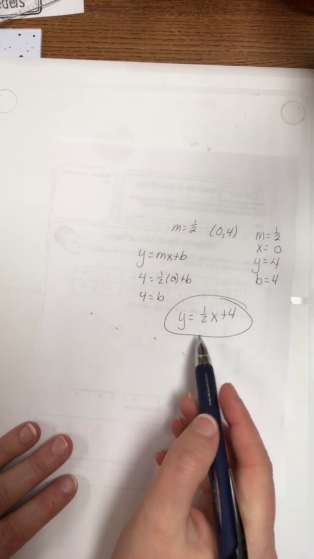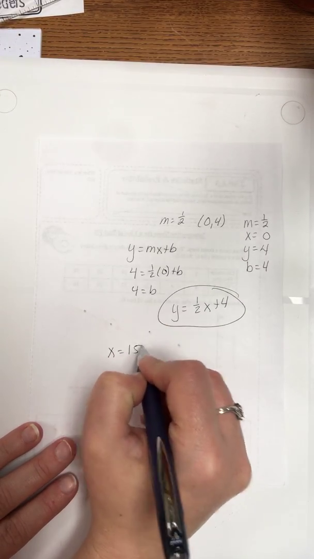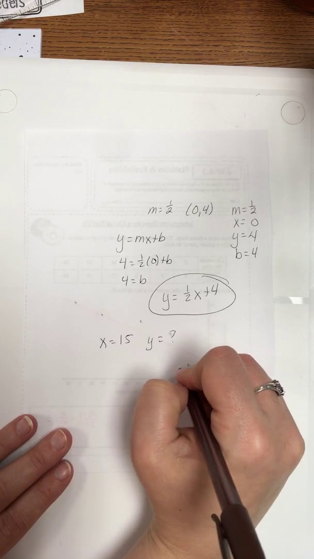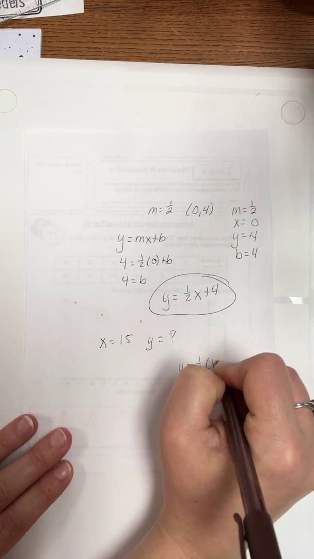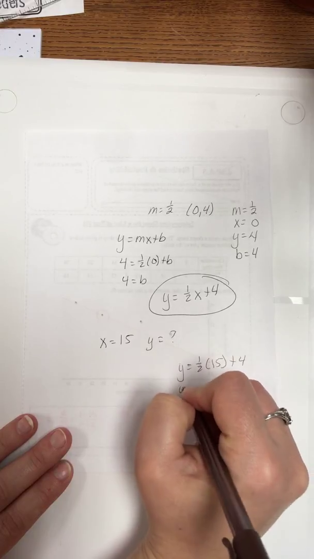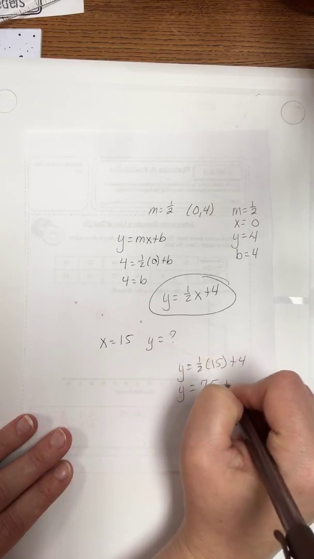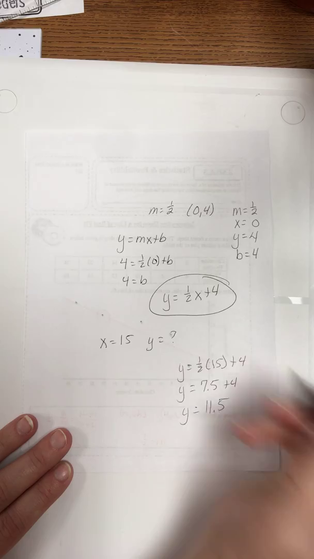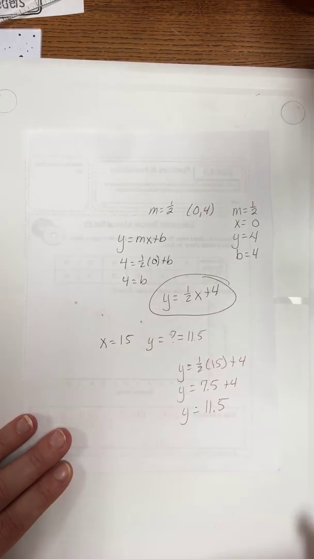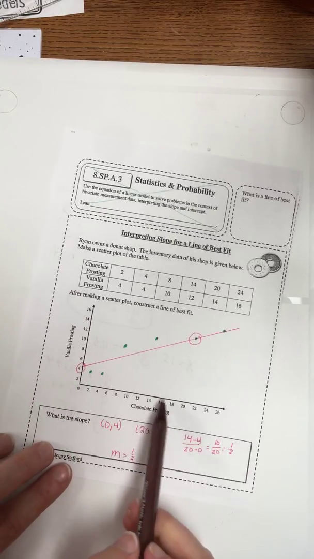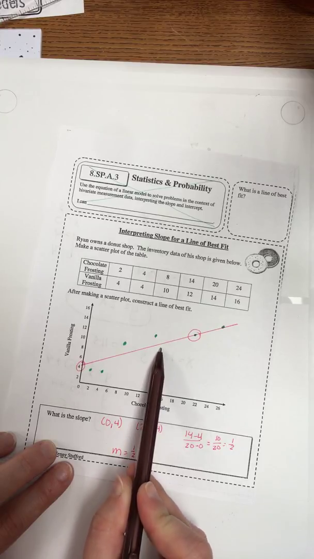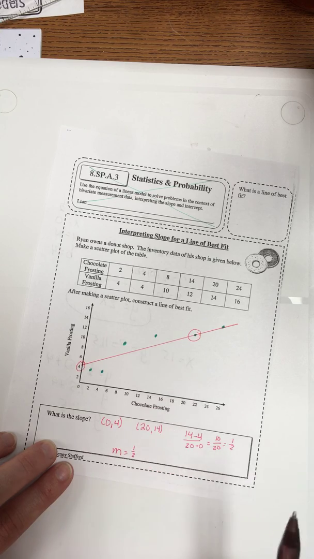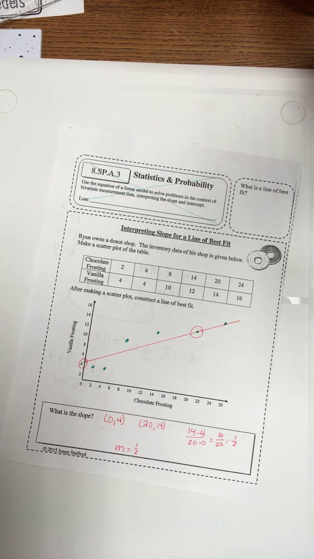So if I wanted to use this equation to predict when x is 15, what is y? Remember, I would just plug that in. So I would say y equals half of 15 plus 4, or y equals 7.5 plus 4, or y would equal 11.5. So where x was 15, y would be 11.5, which is roughly about here, but again, we're just predicting, so it is a fairly good prediction for this line.